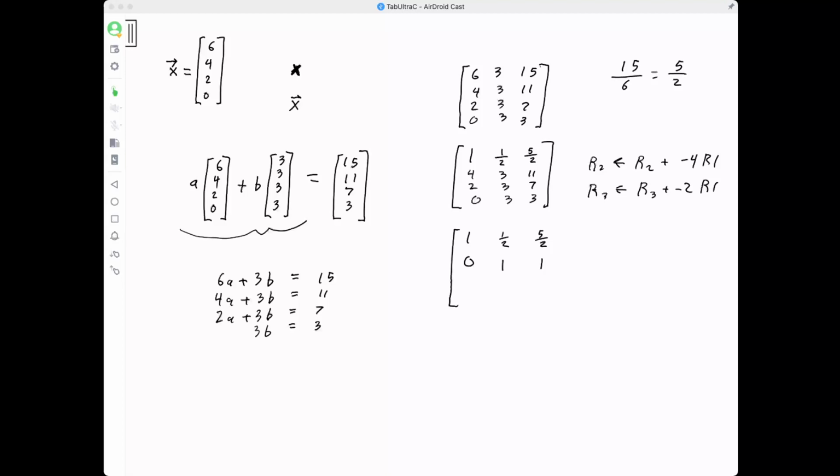And for my third row, I get 1 plus a negative 2 times 1 is 0. I get 3 plus a negative 2 times 1/2, and when I do that, 3 minus 1 is giving me a 2. And 7 plus a negative 2 times 5/2 is 7 plus negative 5 is 2. And then the last row stays the same, 0, 3, 3.